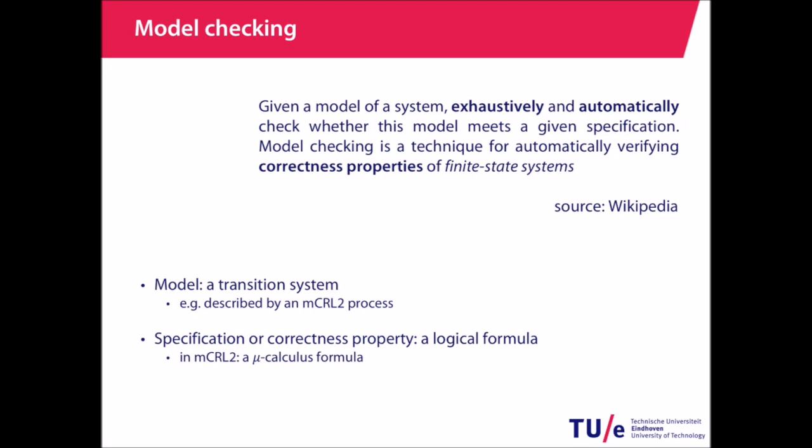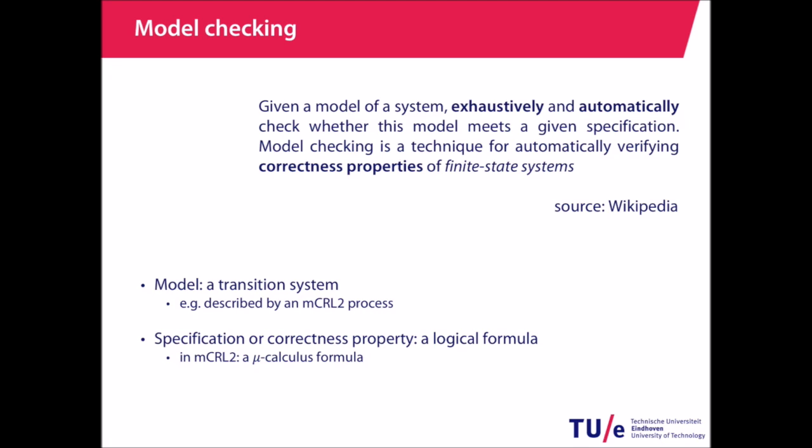and the act of model checking essentially exhaustively and automatically checks whether that model that you're given meets a given specification. So model checking itself is a technique for automatically, that is using an algorithm, verifying whether correctness properties of finite state systems hold or not. In this particular setting, you can think of a model as a transition system, for instance, described by an mCRL2 process, but also described by, let's say, a CSP process from FDR, or a Dezyne model.